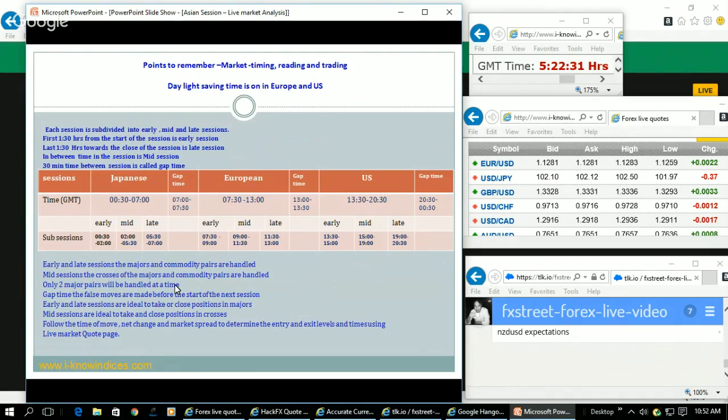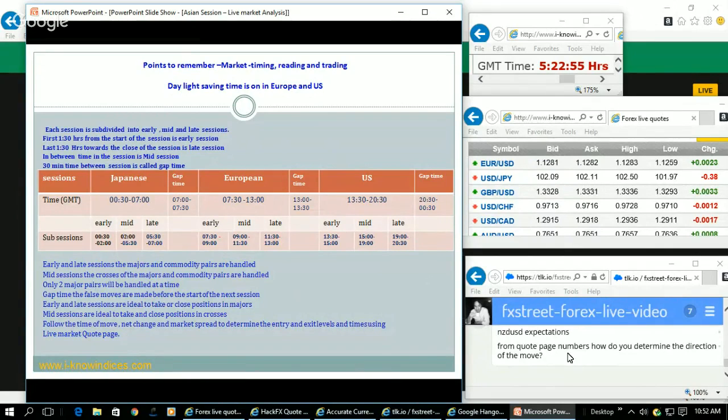Then this is the chart showing the market timings. So you come across the 3 sessions of the day: Japanese, European, and US sessions. And also the timings are all mentioned in terms of GMT, the 24 hours market cycle. And if you follow this, you will be able to easily understand the market and try to trade accordingly.